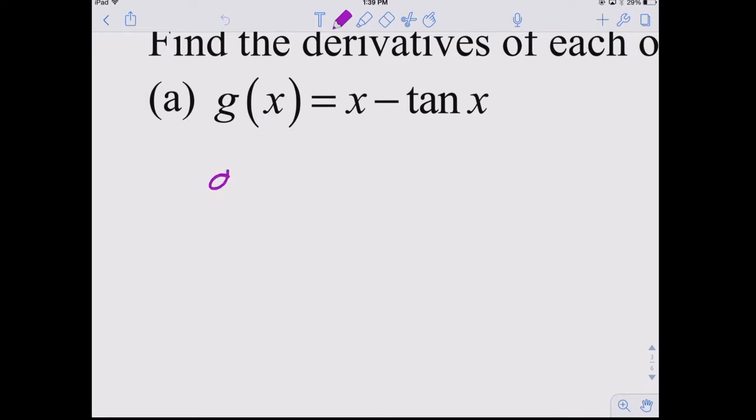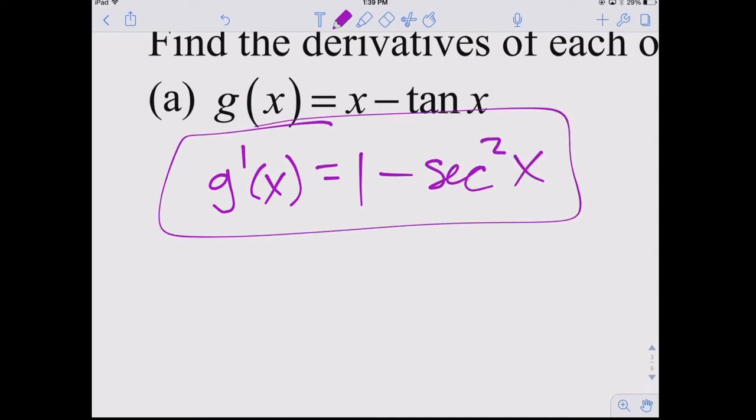The derivative of g is g prime. The derivative of x is 1. And remember, that's like a minus 1 times tangent. So the constant rule says it could just be the derivative of tangent times negative 1. What's the derivative of tangent? Secant squared. Done. It's that easy. That's the derivative.